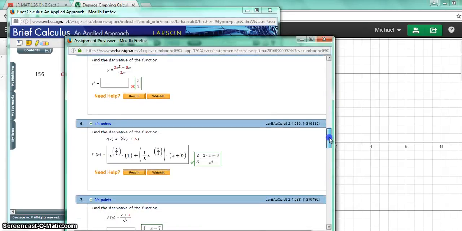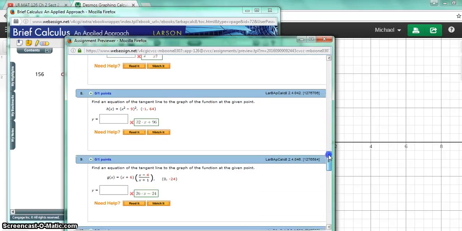One more to look at is something like number 9. This one, you're finding the tangent line, right? If you're looking at the point 0, negative 24, you're trying to find out what the slope is when x equals 0, but you'd have to find the derivative of this equation. Now this one is a combination. It has a product and it has a quotient rule in it.